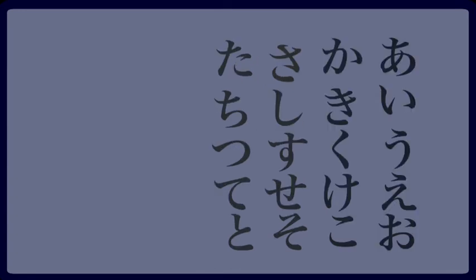A, I, U, E, O, ka, ki, ku, ke, ko, sa, shi, su, se, so, ta, chi, tsu, te, to. The pattern is quite simple. It's just a matter of practicing. You could make yourself some flashcards. Refer to the movie about writing Japanese hiragana so you can write the Japanese hiragana with the correct stroke order.